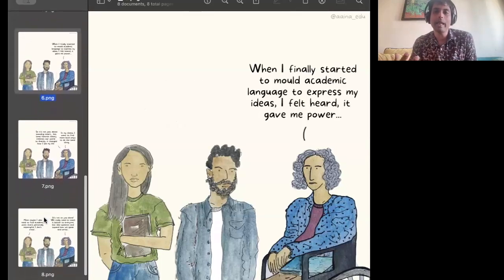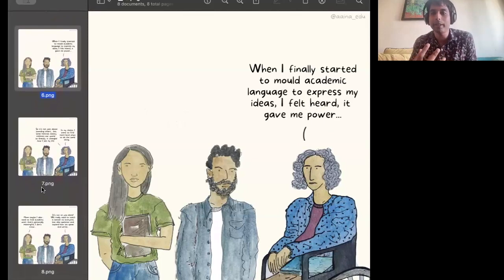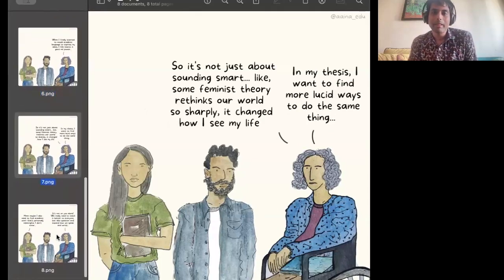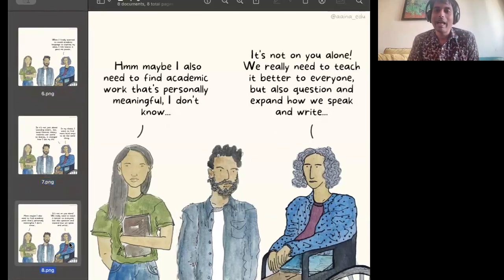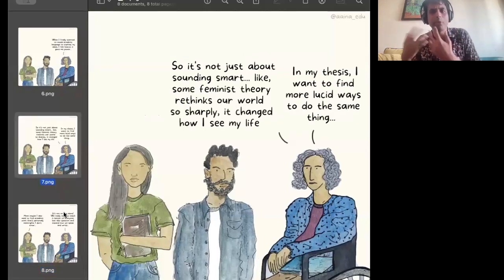particularly marginalized communities, and says that, okay, when finally I could express my ideas or my experience through academic language, I felt heard, it gave me power. But the motivation is not to sound smart, right? It's really about thinking and meaning making and making sense and building a critical inquiry, and thinking of ways in which we can rethink the world, right? And says that in my thesis, I want to do it in language that's more lucid, more simple, more accessible.